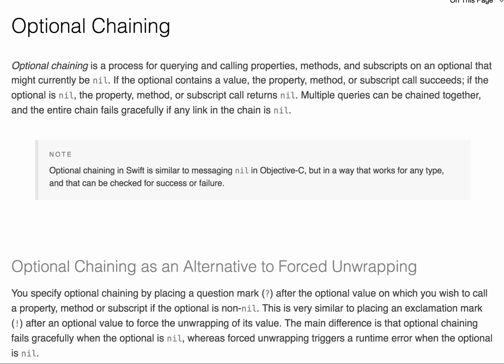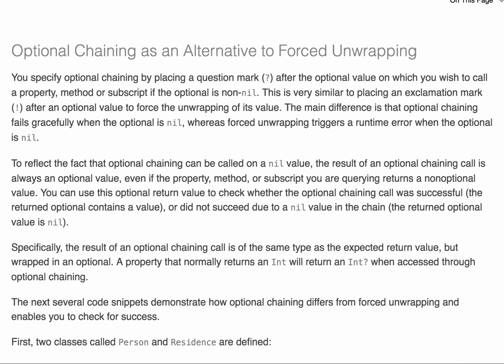Optional chaining. Optional chaining is a process for querying and calling properties, methods, and subscripts on an optional that might currently be nil. If the optional contains a value, the property, method, or subscript call succeeds. If the optional is nil, the property, method, or subscript call returns nil. Multiple queries can be chained together, and the entire chain fails gracefully if any link in the chain is nil. So that's a kind of nice little feature.